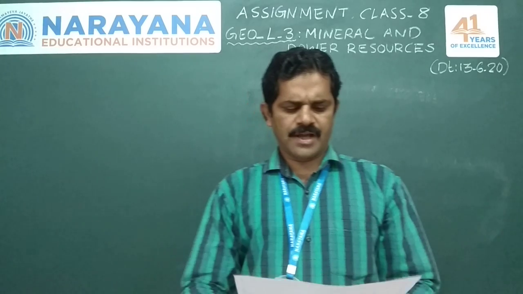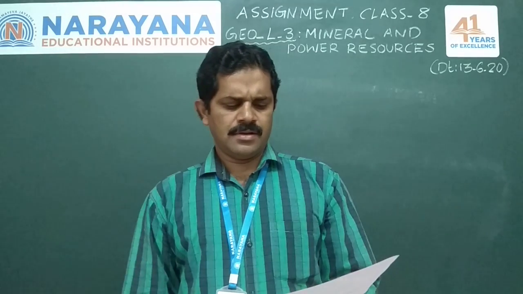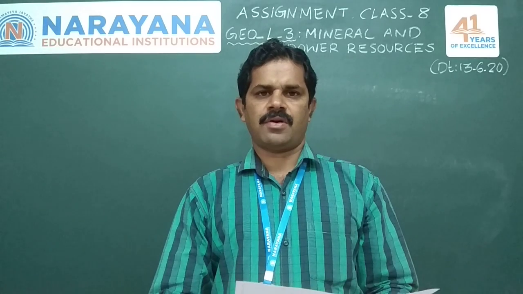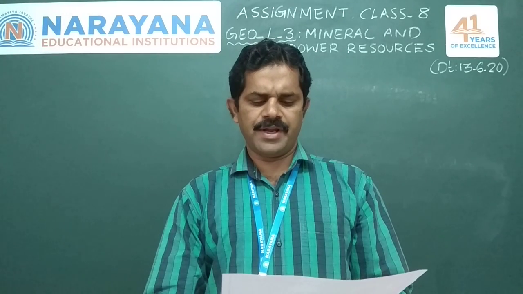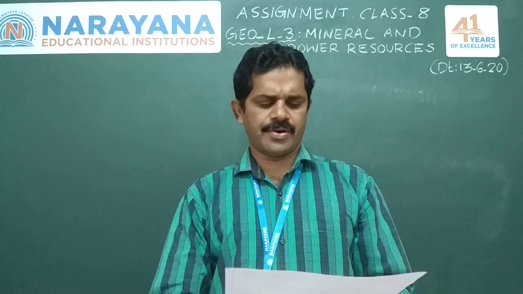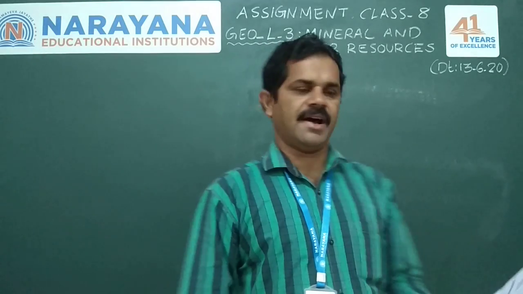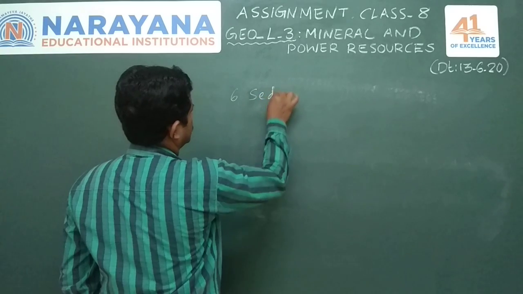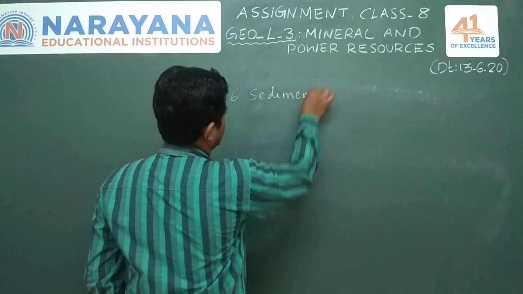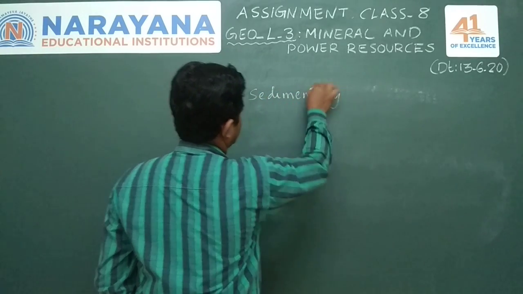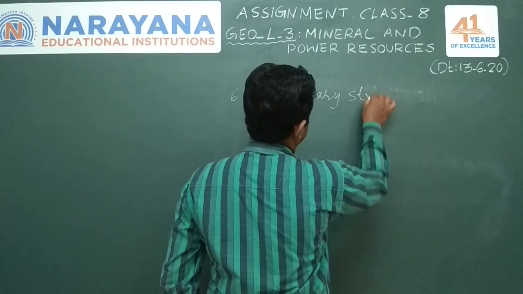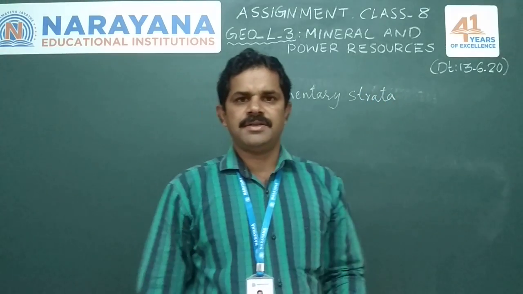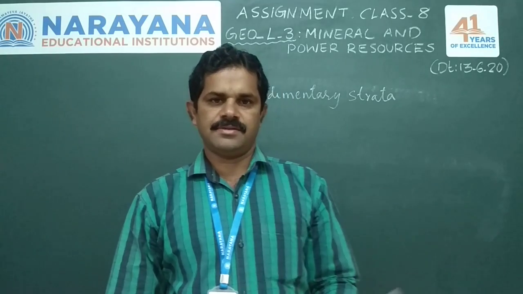So next we have question number 6. Coal and petroleum are found in the dash. Where do we find coal and petroleum? In the sedimentary strata. Strata is nothing but layers, sedimentary layers.